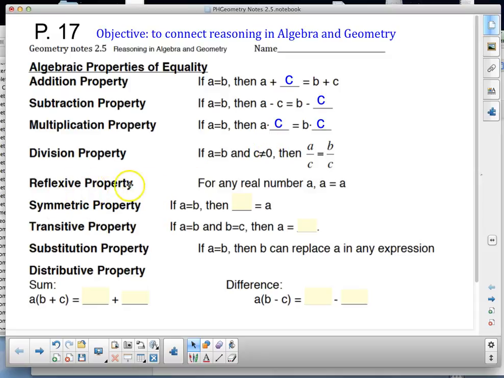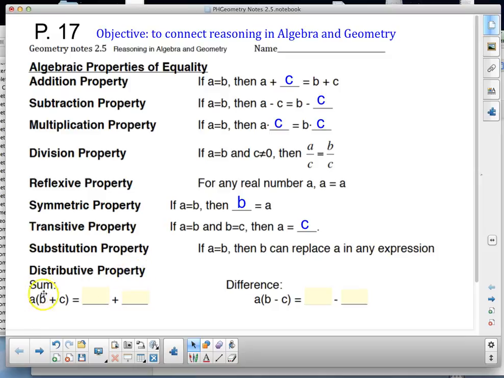Reflexive property: it's equal to itself or congruent to itself. We use a lot of congruence so far in chapter 4, but I'm reviewing stuff for chapter 2. Symmetric property is that A equals B or B equals A. Transitive property: if A equals B and B equals C, then A equals C, and that's skipping the middleman. Substitution property: if A equals B, then B can replace A in any expression. That's no problem. We've done that a lot.